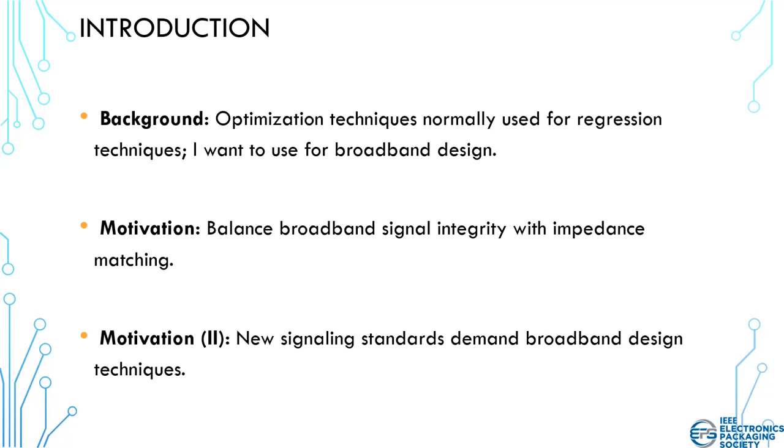So I would like to go the other direction, to start with some model and then to use optimization for broadband design. And this is actually quite important for obeying manufacturability constraints, signaling standard constraints, etc. So here the goal is to balance some broadband signal integrity metrics with impedance matching. And I'm going to focus on impedance matching here in this presentation, but you could pick some other design goal if you like. And this is important because newer signaling standards are actually placing constraints on broadband quantities, and they demand broadband design techniques. And so I'll show an example here in a moment.